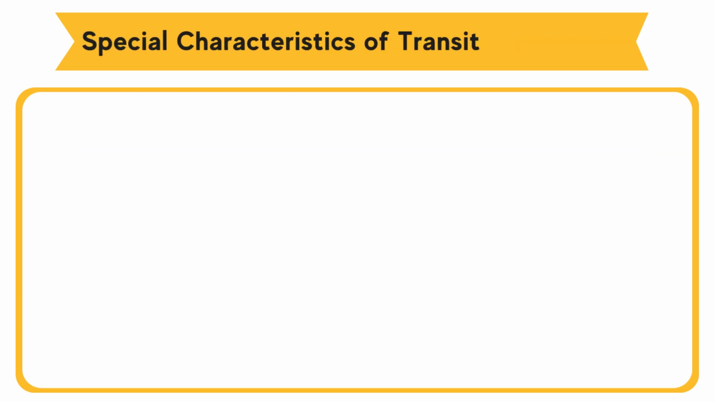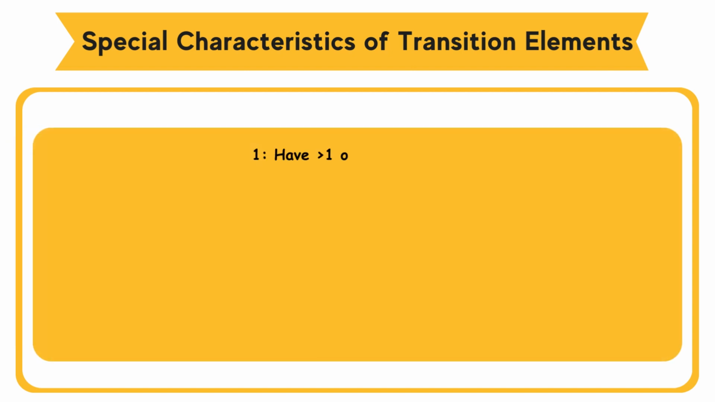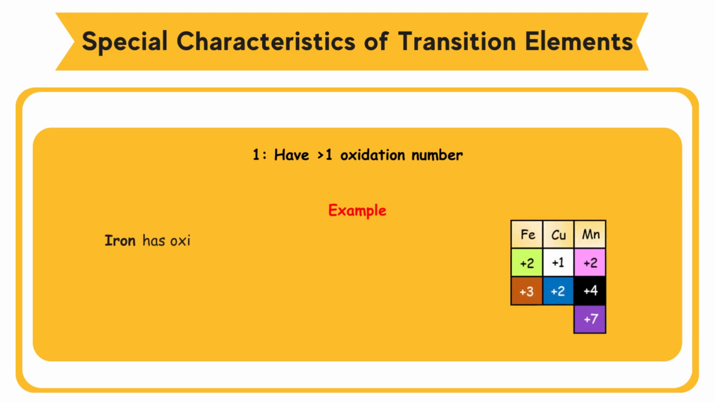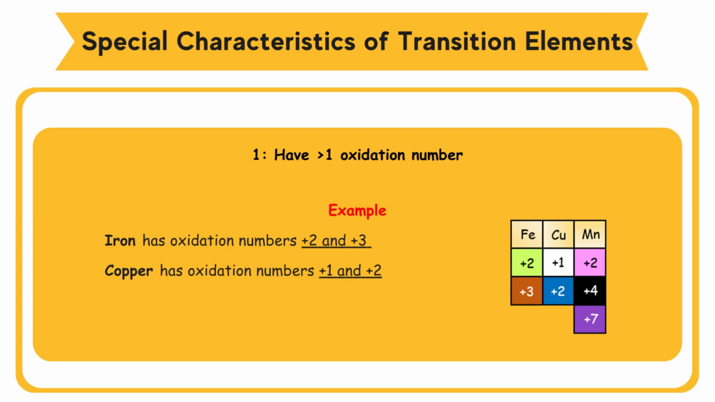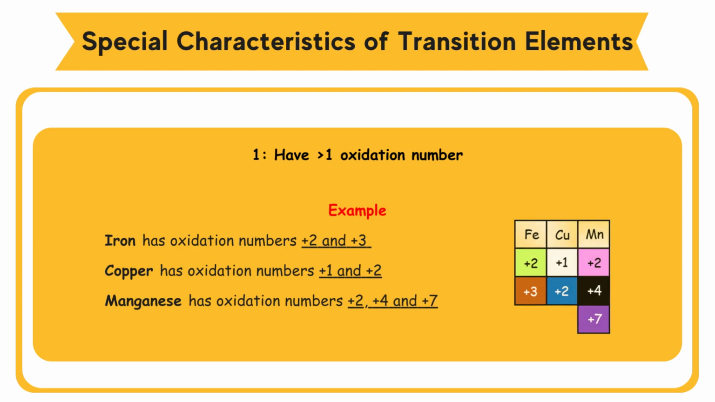Special characteristics of transition elements: 1. Have more than one oxidation number. Example: iron has +2 and +3 oxidation numbers. Copper has oxidation numbers +1 and +2. Manganese has oxidation numbers +2, +4, and +7.